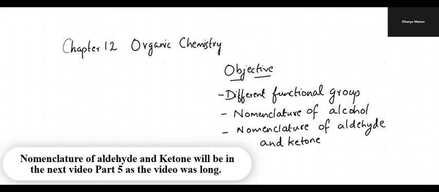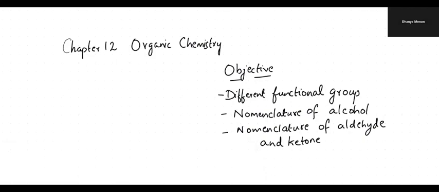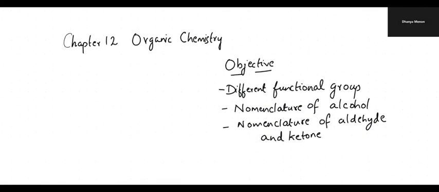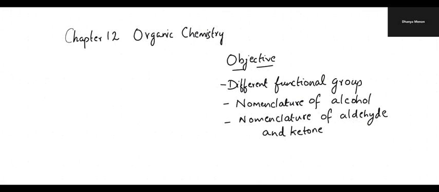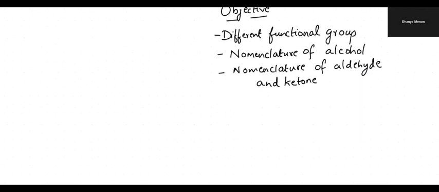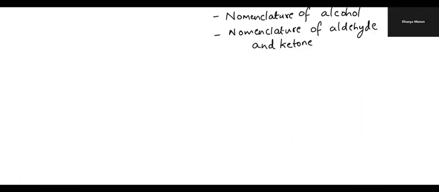In today's video we will be learning about the different functional groups and the nomenclature of alcohol, aldehyde and ketone. To start with, IUPAC naming. In the previous videos we learned about the different rules for the IUPAC naming of different compounds and also some common names we learned. And in today's video, we will be learning about the different functional groups.